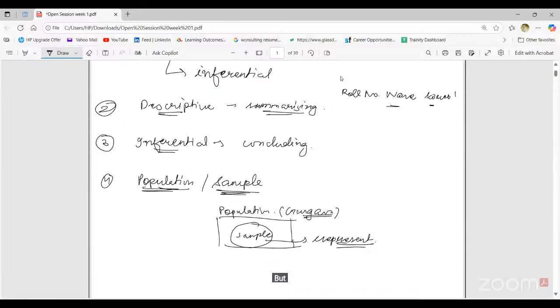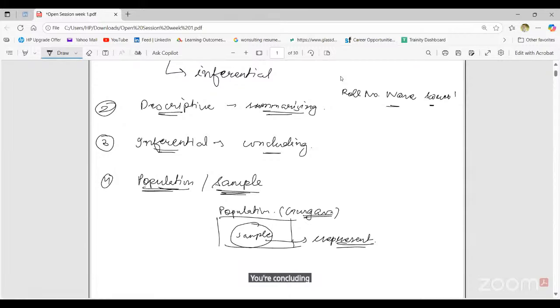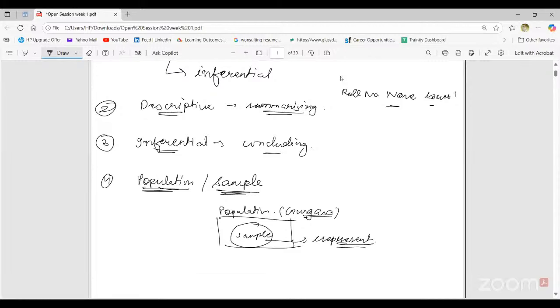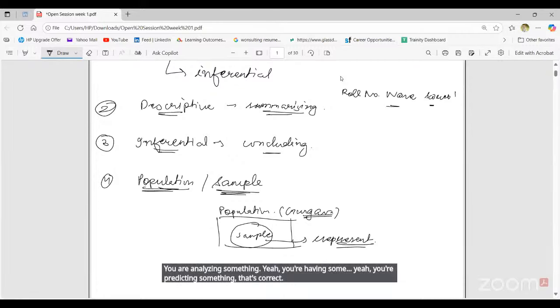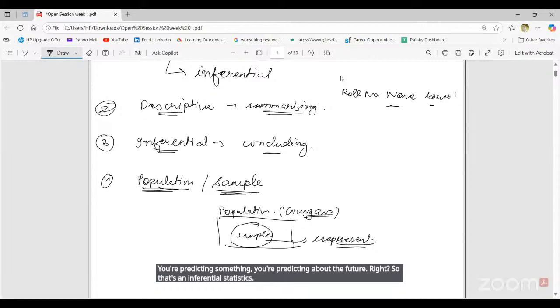But inferential is basically what you are concluding about the future based on that data. You're analyzing, you're predicting something. That's correct. You're predicting something about the future, right? So that's inferential statistics. Now you got the difference.